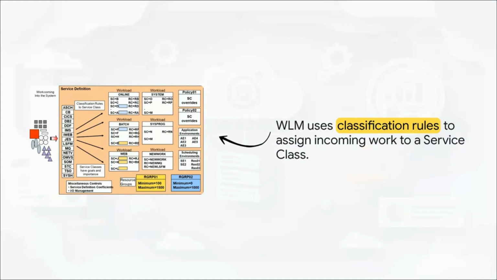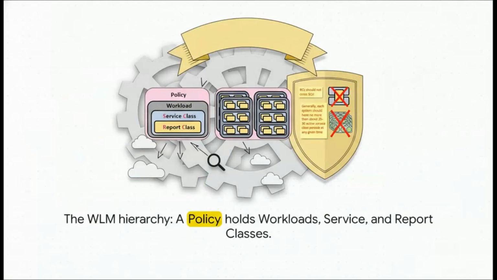It's all about getting the right work into the right bucket. And this visual just perfectly shows how it's all organized. It's a very clear hierarchy. At the very top, you have your overall policy, which is the whole set of rules. That policy is broken down into workloads, which are really just high-level groups for reporting.